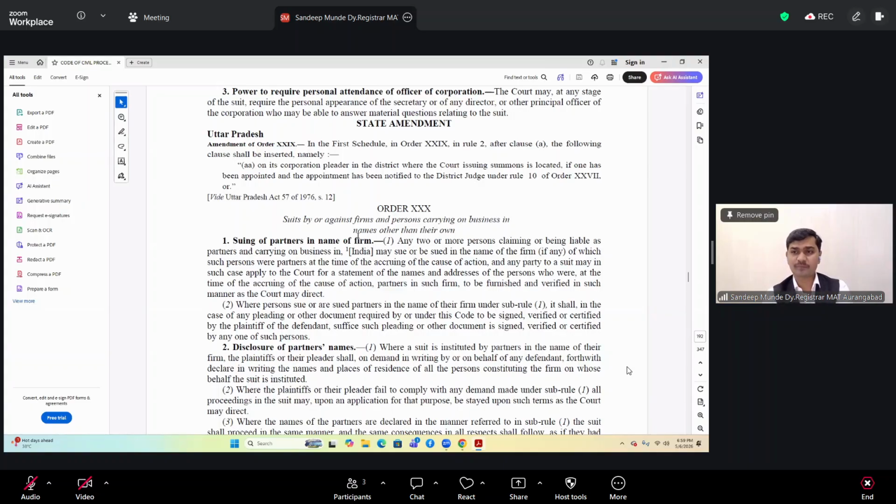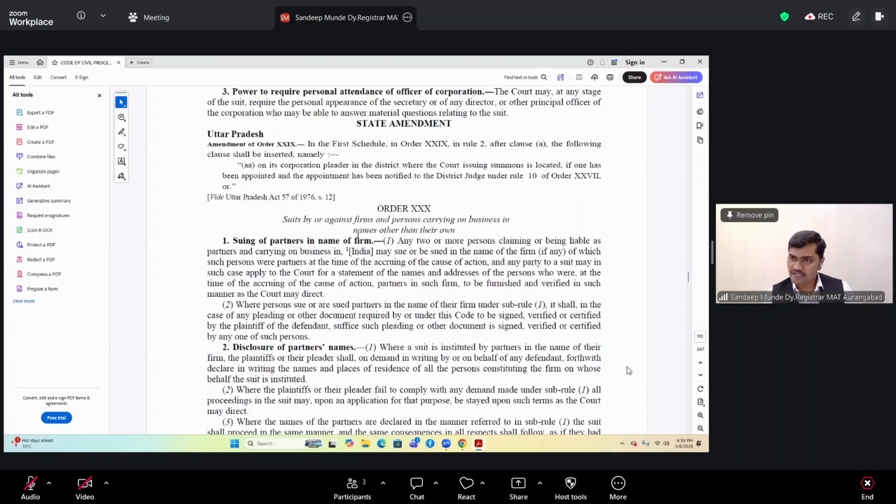If there is a partnership firm and any partner wants to sue another partner, or if there is a dispute between an individual and the partnership firm, or between two partnership firms, whatever the proceedings, disputes, claims, objections, or adjustment of the account, it will be covered under Order 30 if the dispute pertains to the partnership firm.